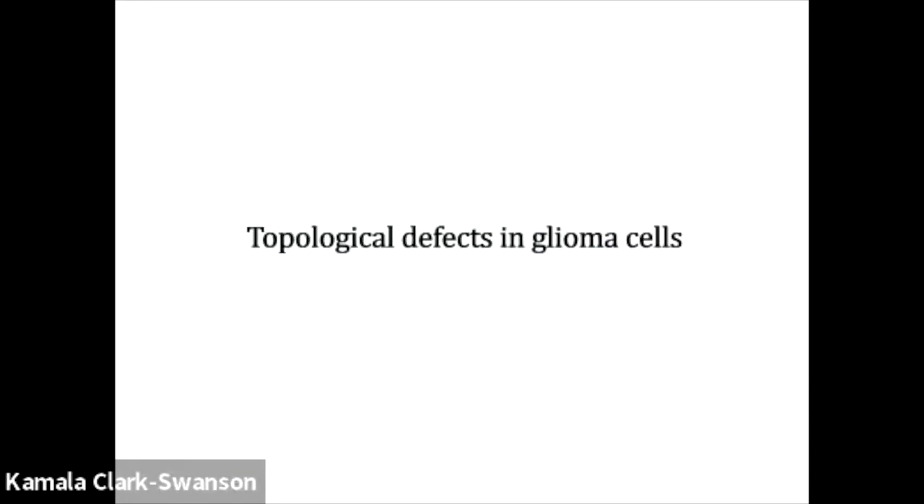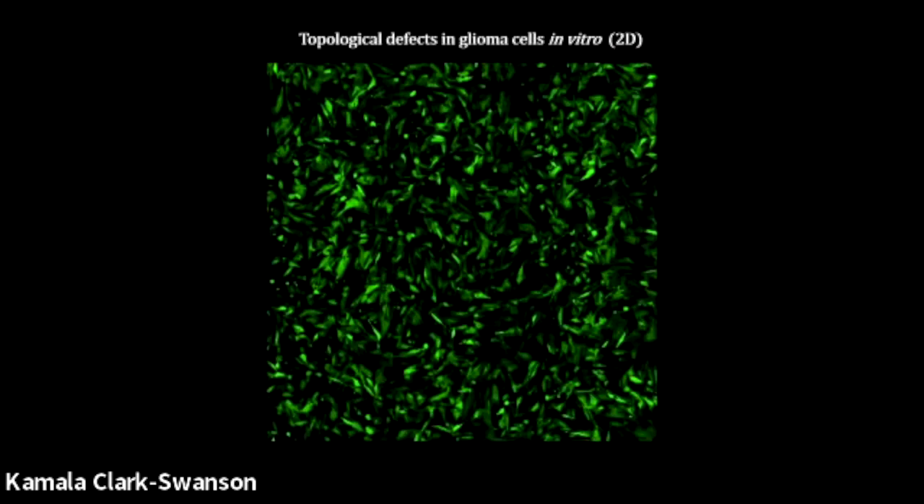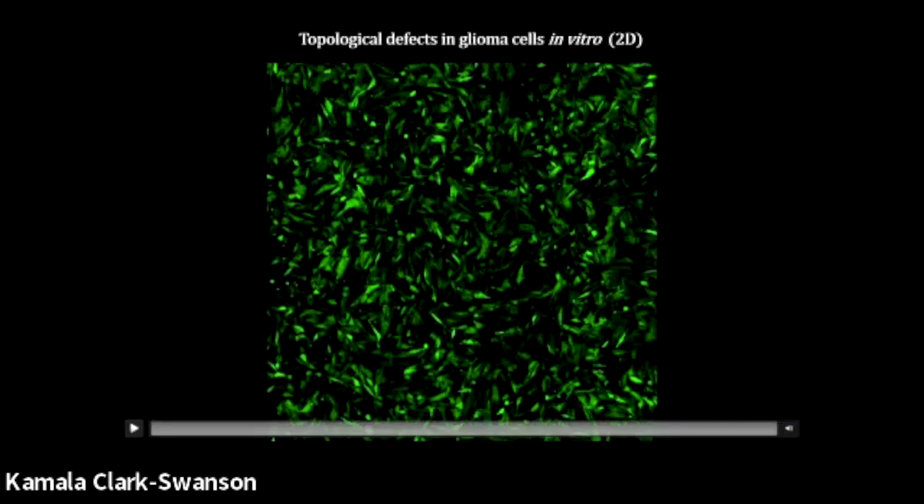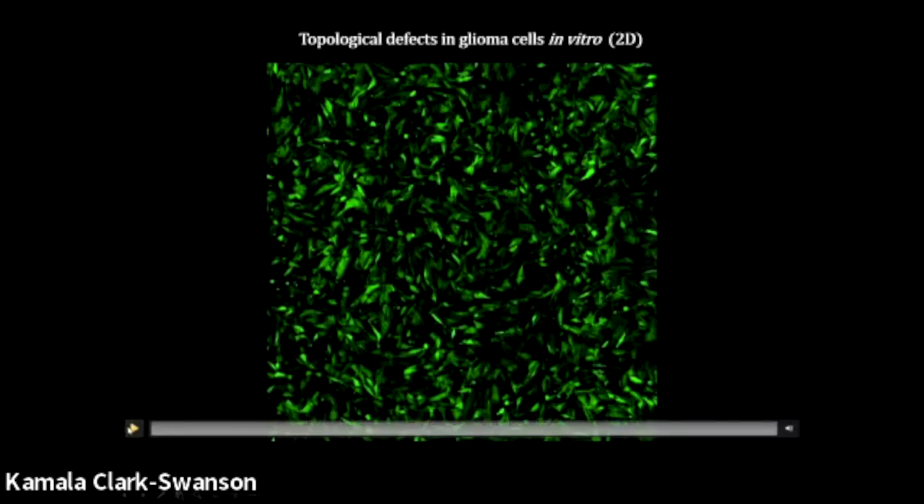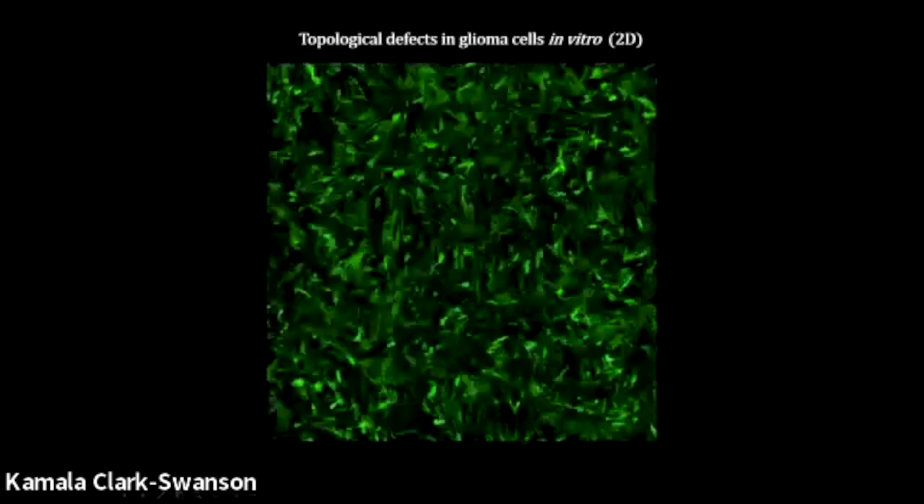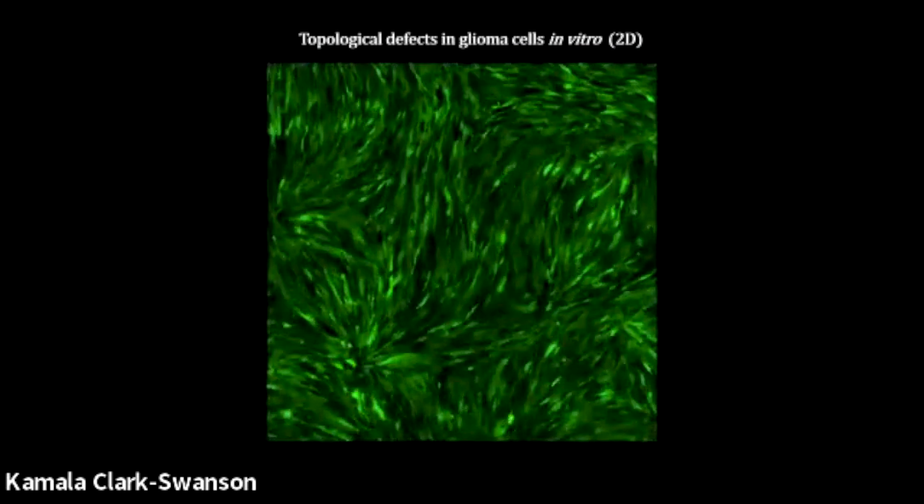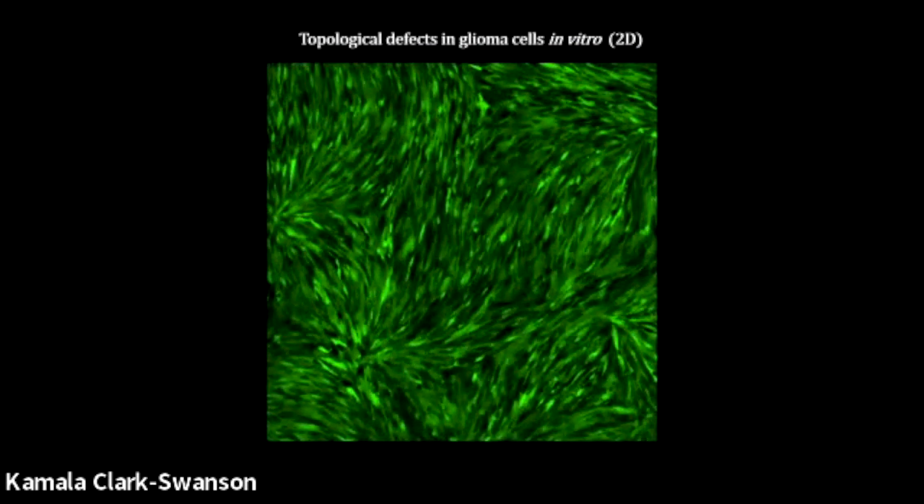So I've shown you that we have the long range nematic orientation of the gliomas. Do we have topological defects in the glioma? To do that, we went to in vitro cultures. Here I'm showing you the formation of topological defects in primary cultures of brain tumors. Initially the cells are moving in any direction, and eventually they become frozen or jammed. And if you look here, you see that the cells are aligned in a nematic fashion.